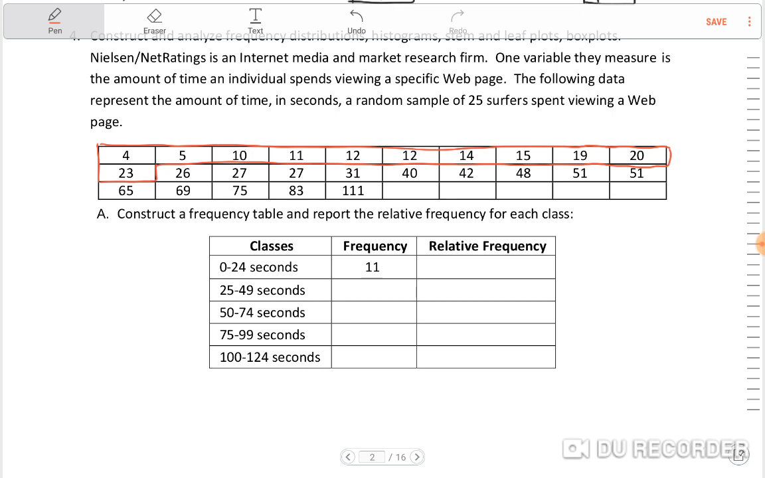There you go. So that's everything from 0 to 24 seconds. If I just count them, it's 1, 2, 3, 4, 5, 6, 7, 8, 9, 10, 11. There's 11 of them. So that's 0 to 11 right there.